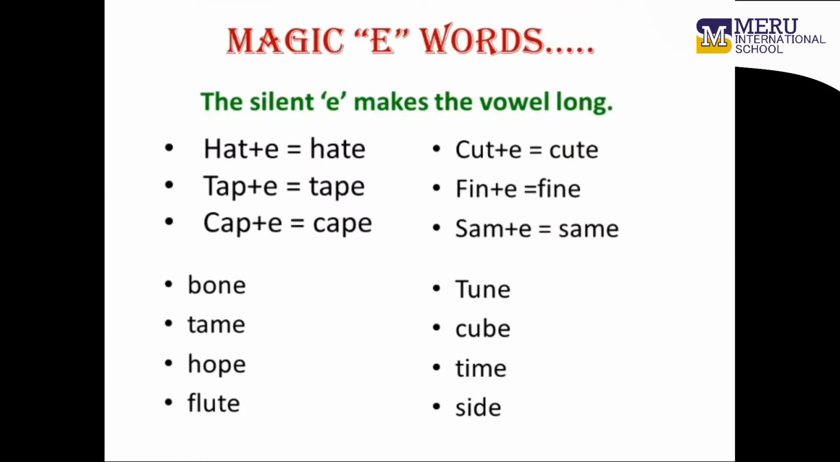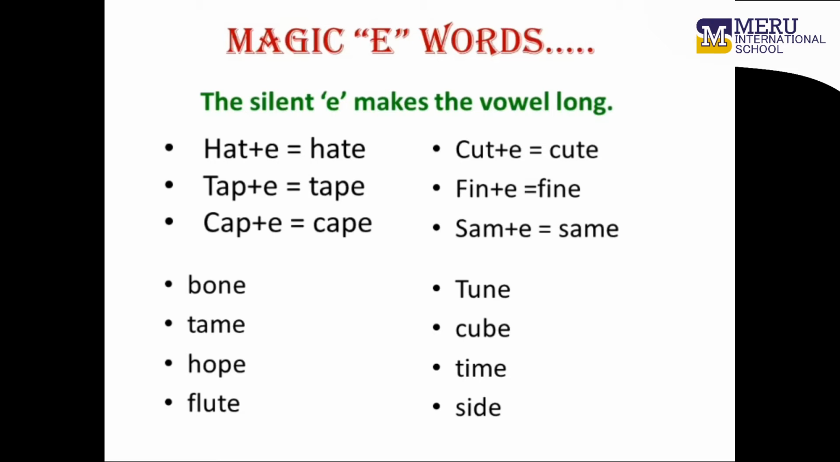The next rule is the magic E words, where the E is added in the end of the word and it changes the sound of the vowel. The silent E makes the vowel long. As we can see, hat, when added to E becomes hate. Tap, when added E becomes tape. Cap plus E becomes cape. Cut plus E becomes cute. Fin plus E becomes fine. Sam plus E becomes same.